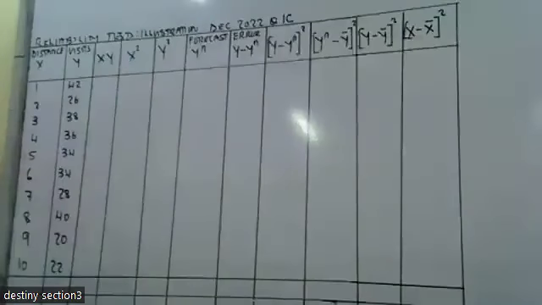So once again, let us start. Sum of x: 1 plus 2 plus 3 plus 4 plus 5 plus 6 plus 7 plus 8 plus 9 plus 10, totally 55. Then 42 plus 26 plus 38 plus 36 plus 34 plus 34 plus 28 plus 40 plus 20 plus 22 is 320.